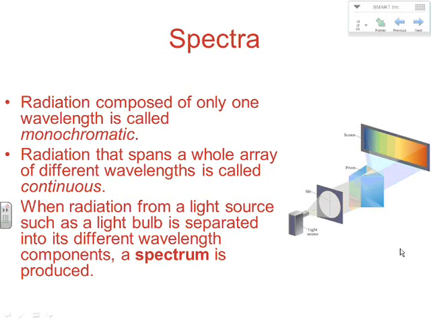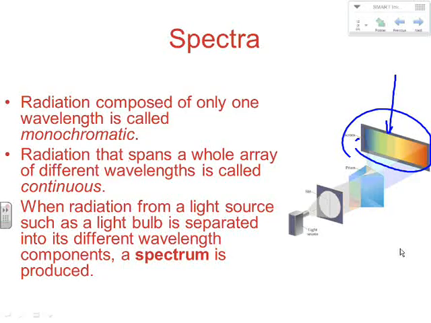Now, radiation that spans a whole array of different wavelengths is known as a continuous spectrum. If you split white light into its component colors by passing it through a prism, it gives you the continuous spectrum. You get all of the colors of Roy G. Biv. That's known as a continuous spectrum. Light of one specific frequency on this continuous spectrum is known as monochromatic light.